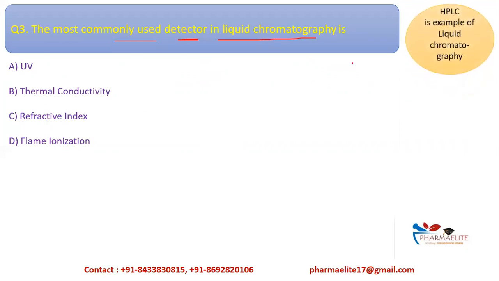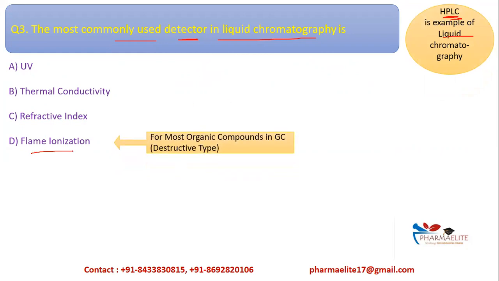Remember, HPLC is a type of liquid chromatographic technique, that is high performance liquid chromatographic technique. Now let us look one by one at the detectors. Flame ionization detector. This is the most commonly used detector in GC. That is a destructive type of detector which is used for organic compounds. What is a refractive index? It is a bulk property detector which is used in HPLC. HPLC is liquid. हमें क्या पूछा है?